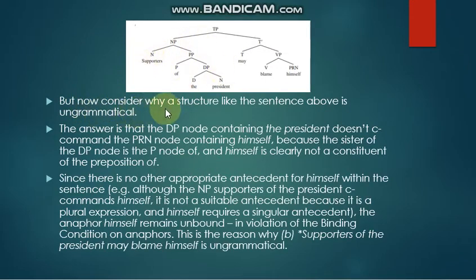But now consider why a structure like the sentence above isn't grammatical. The answer is that the determiner phrase node, or the DP node containing the president, doesn't C-command the pronoun node containing himself, because the sister of the DP node is the P node of, and himself is clearly not a constituent of the preposition of.